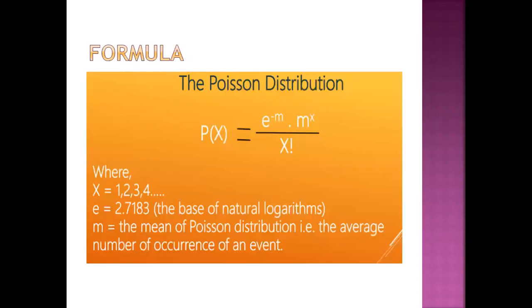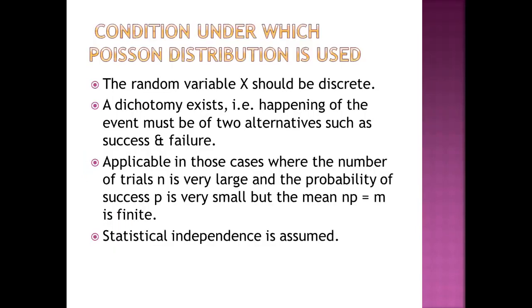So this is the formula for the Poisson distribution. P(x) is equal to e to the power minus m multiplied by m to the power x divided by x factorial. So x is a whole number, e is the base of the natural logarithm, its value is 2.71, and m is the mean of the Poisson distribution, the average number of occurrences of an event.